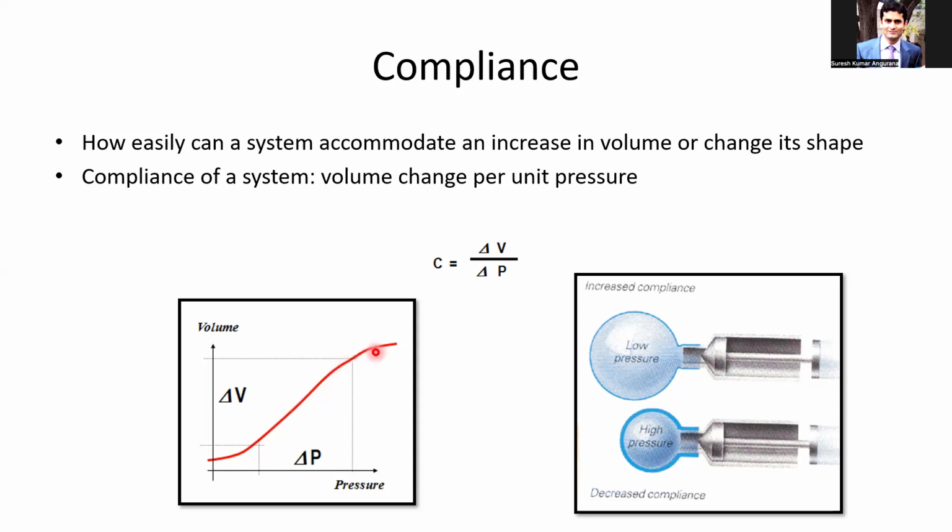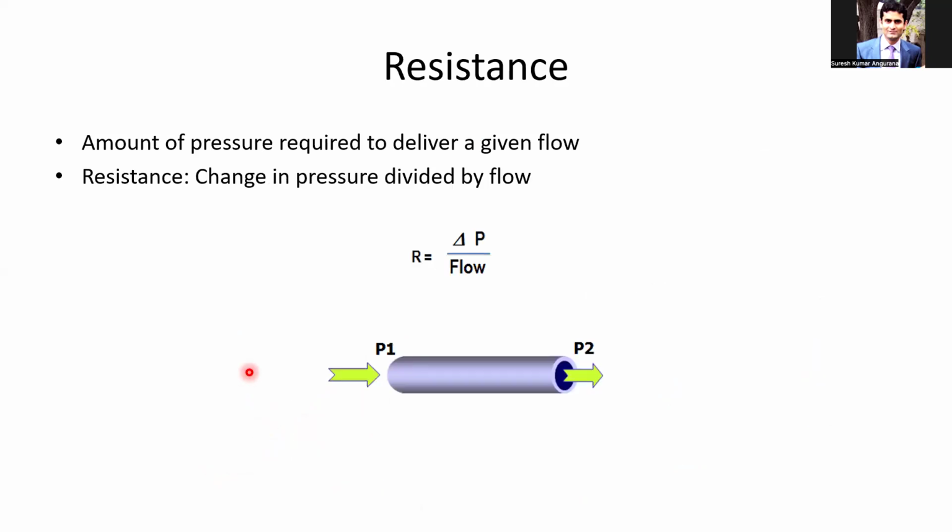And then at the end of inspiration, again, this is the zone of low compliance. There's not much increase in volume with increase in pressure. If this graph is shifting toward the right side, the slope of the graph shifting to the right side, it indicates low compliance. And if this graph is shifting toward the left side, it indicates that the system has high compliance.